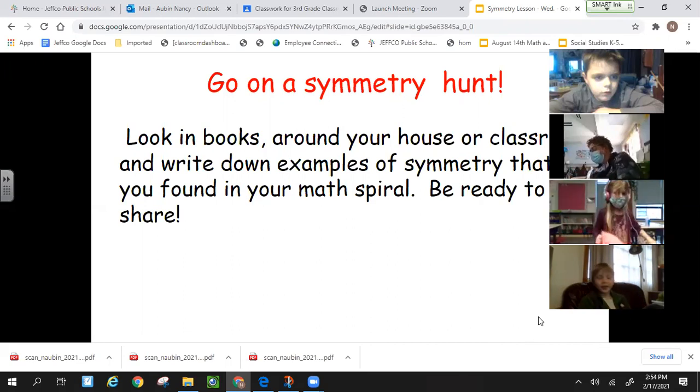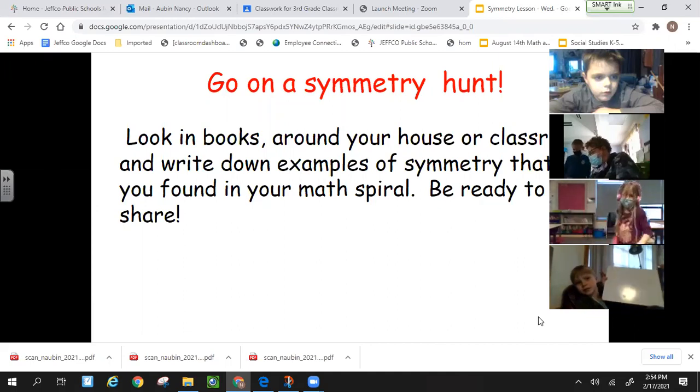Do you guys see what Katie's showing us? Okay, so that's not actually one of our polygons, but it's a good example of symmetry. We're going to do that next.